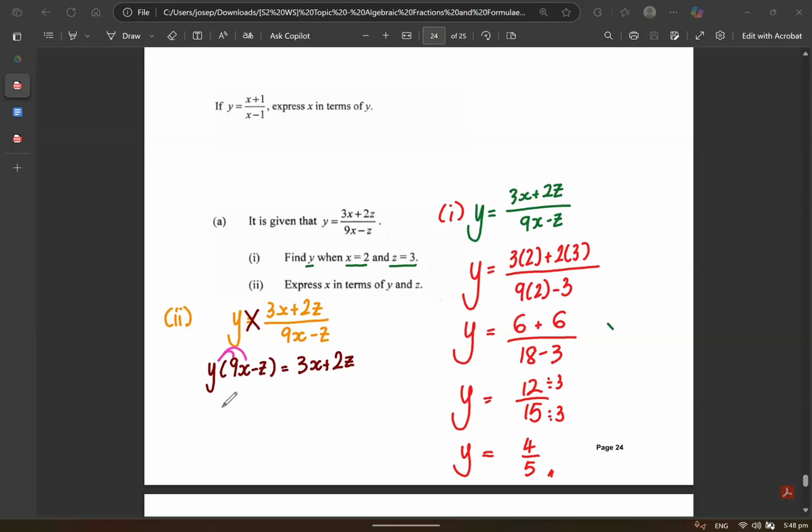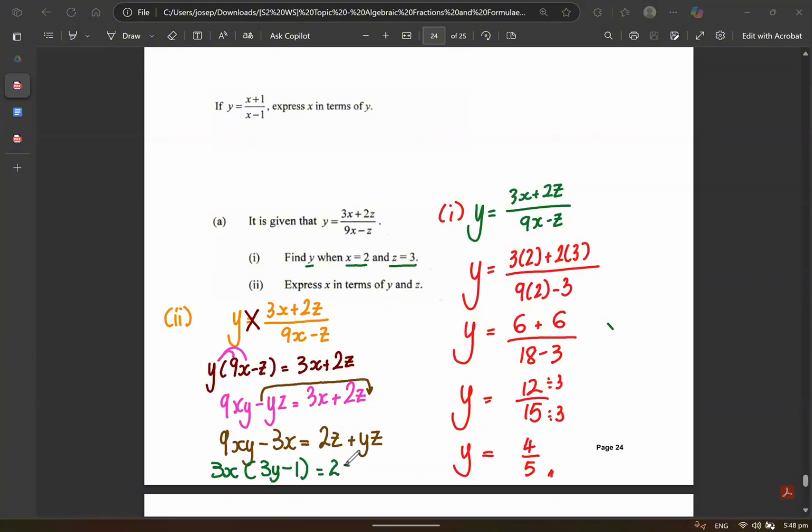So over here, you expand it accordingly. 9xy minus yz equals 3x plus 2z. The terms that you want, you put together. I want x, so 9xy minus 3x equals 2z. Bring over the yz, so you add yz. From here you can see that 3x is common. So you take out 3x, and you are left with 3y minus 1 equals 2z plus yz.